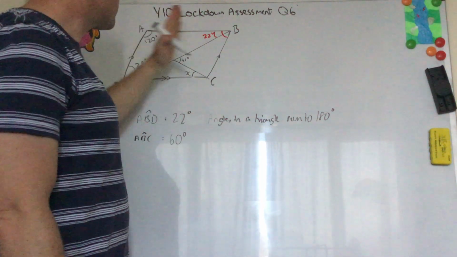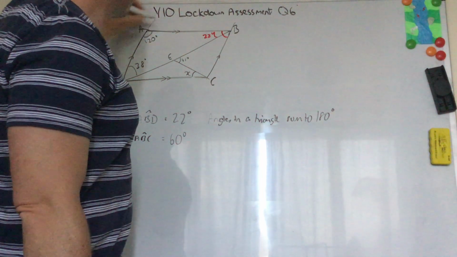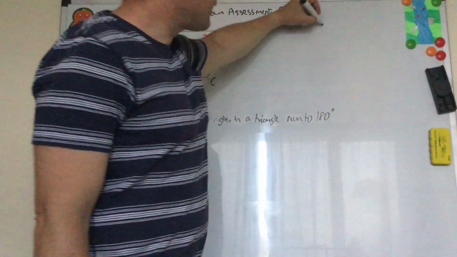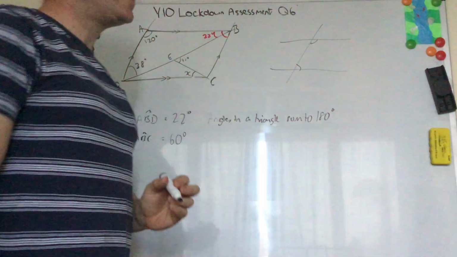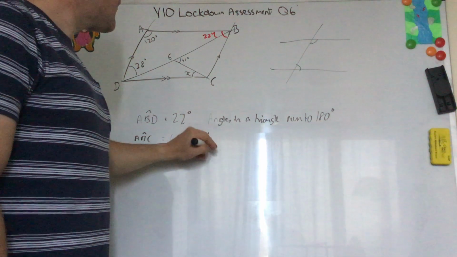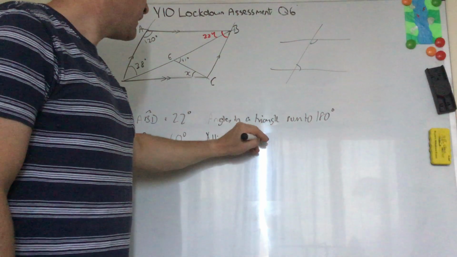And the reason I know this is because I've got a pair of parallel lines here, they keep going, and I've got a line crossing them. So these are allied angles, it's the same as your co-interior angles. These two angles add up to 180. So my reason is allied angles in parallel lines.